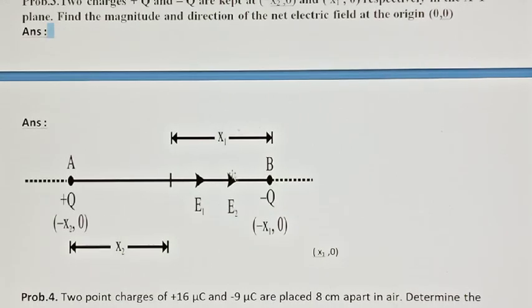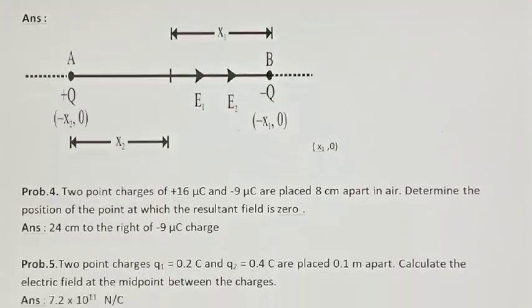So how to get the resultant field? To get the resultant field, you have to add the magnitude of E1 and the magnitude of E2. So let us add E1 and E2, you will get the magnitude, and the direction you can see is towards the right. So let us do this.